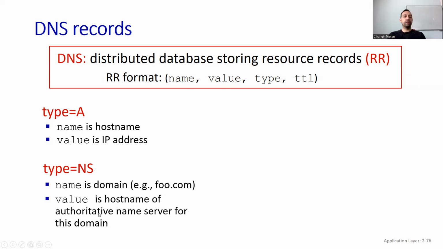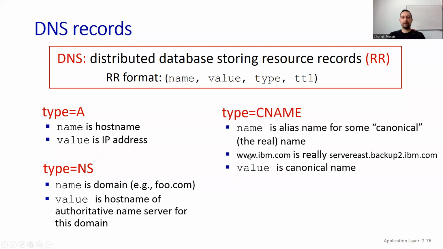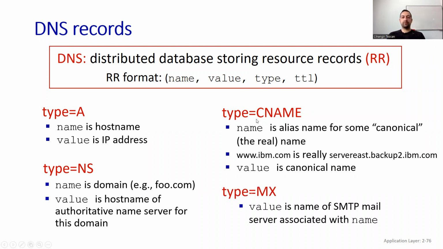Value is the host name of the authoritative name server for this domain. So in this case, you don't know the IP address of this web page, but you know which authoritative name server actually has the record for it. Type CNAME is for an alias name for some canonical name. For instance, ibm.com is actually servereast.backup.ibm.com. So these are canonical names, and they are recorded in this kind of record.